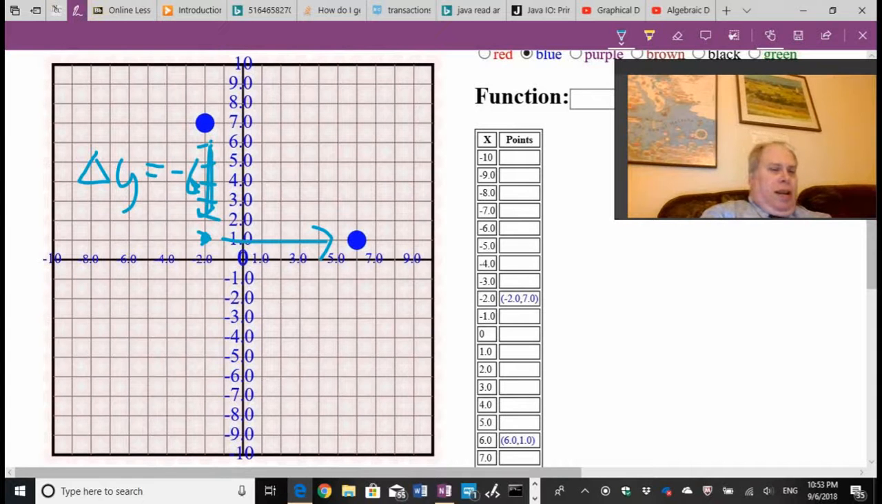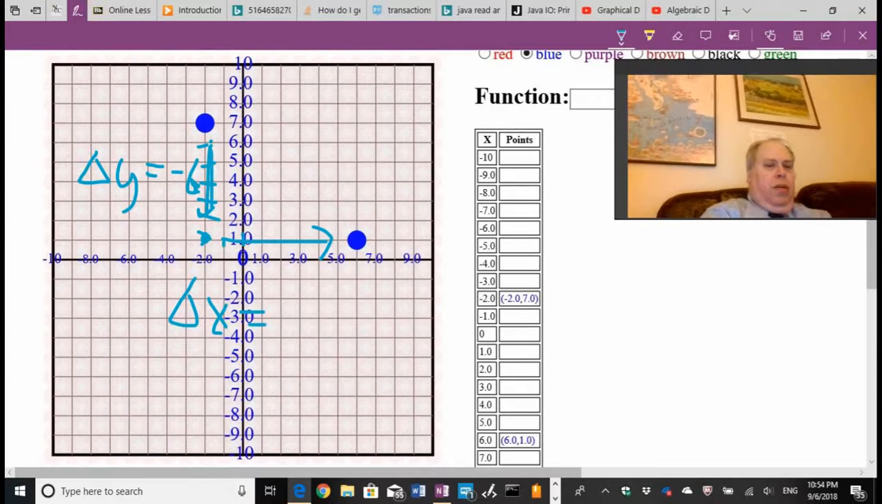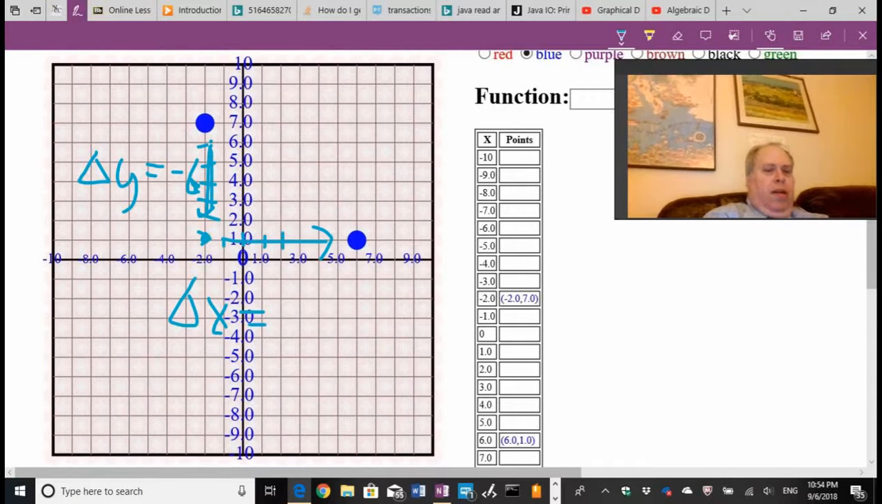Okay, so that's -6. Now, similarly, this is the change in x, and it's positive because x is increasing. It's going from negatives to positives. So this is going to be delta x, the change in x, and that's going to equal, well, 1, 2, 3, 4, 5, 6, 7, 8. So delta x is going to be positive 8.